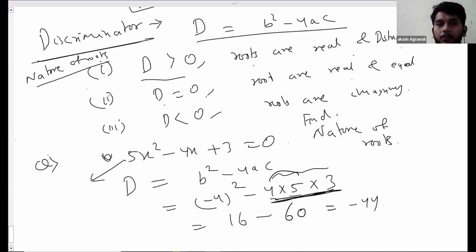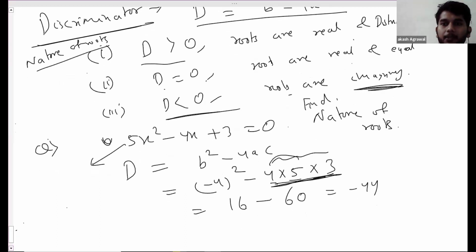Okay. So if D is less than 0, then roots are imaginary. Okay. Yes. Okay. So this chapter is complete. Any doubts, anyone? कोई भी डाउट है किसी को?